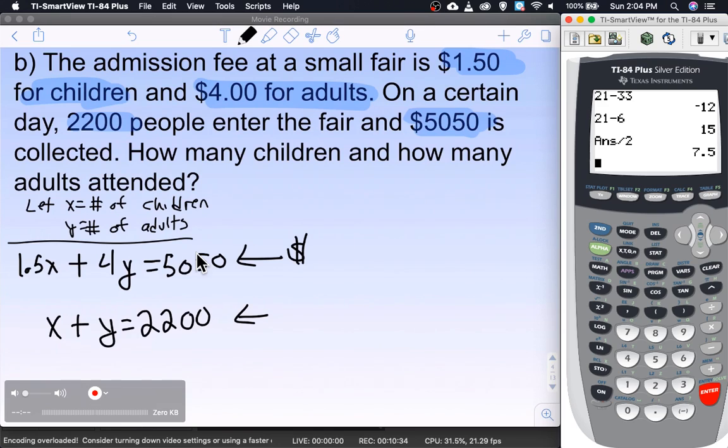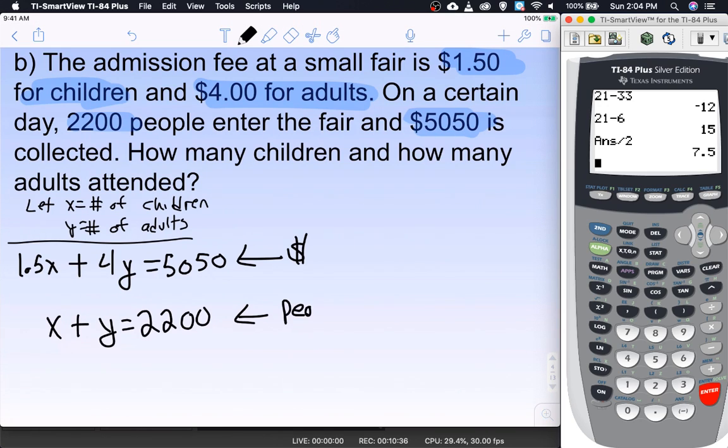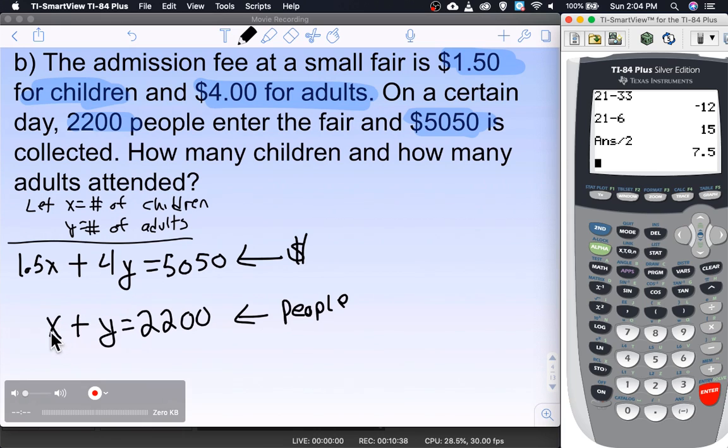My second equation is all about people. Kids plus adults equals total people. People plus people equals people. Okay. It's sometimes very good to even explicitly tell yourself what are your variables, what things are being measured. I have a people number and I have a money number. So I have a people equation and I have a money equation. Now, again, that is the hardest part of system of equations, is setting this up.